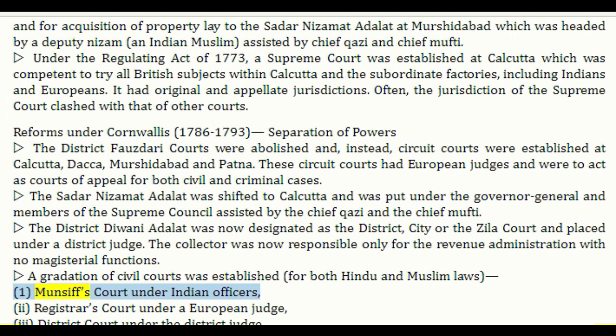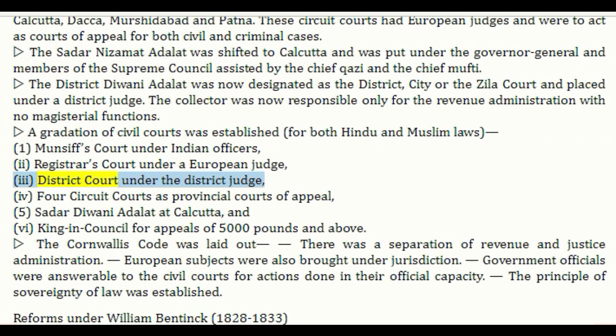1. Mansif's court under Indian officers. 2. Registrar's court under a European judge. 3. District court under the district judge. 4. Four circuit courts as provincial courts of appeal. 5. Sadar Diwani Adalat at Calcutta, and 6. King in Council for appeals of £5,000 and above.